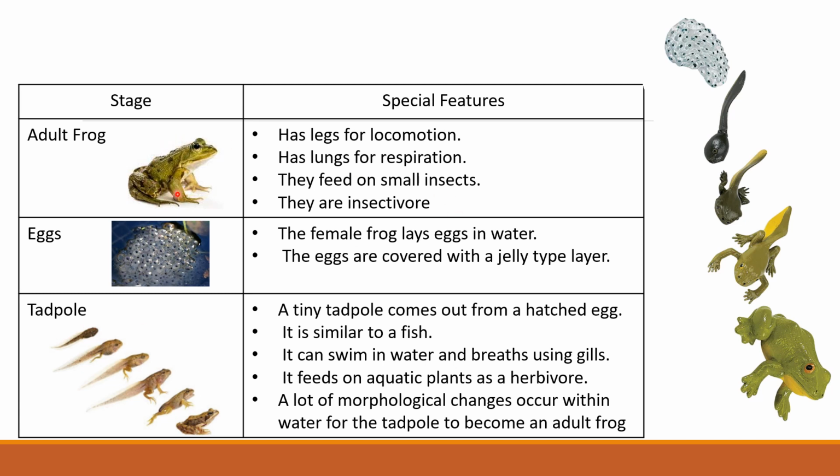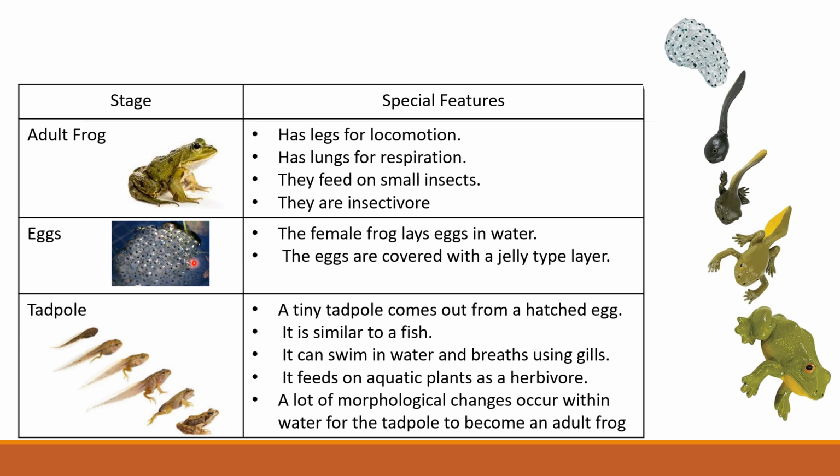So if you consider the adult frog, it uses legs for locomotion and it respirates through lungs. And if you consider the feeding habits of this adult frog, it depends on small insects. As it feeds on small insects, we call it an insectivorous animal. And this adult frog lays eggs.